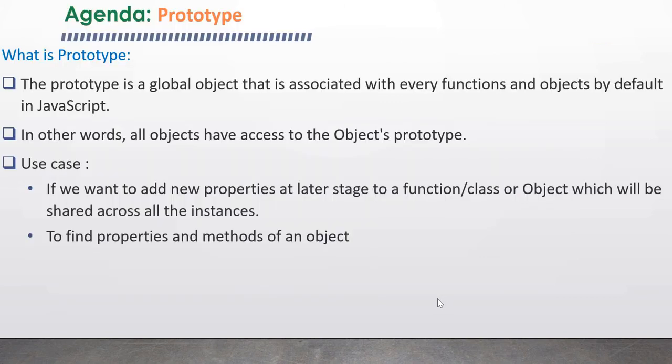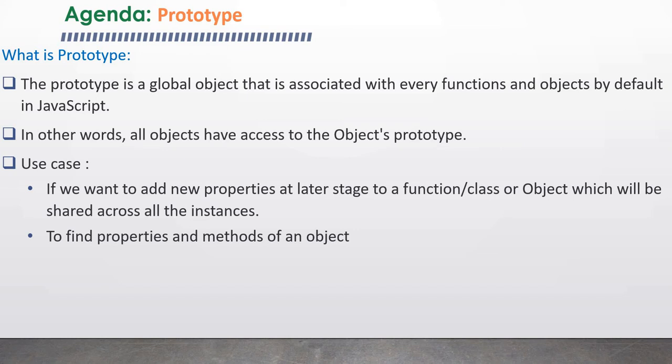Prototype is one of the very unique features of object-oriented programming in JavaScript. Unlike any other programming language, prototype is a unique feature only available in JavaScript. So what is prototype? The prototype is a global object. It's kind of like a hidden object, a global object that is associated with every function and object by default in JavaScript.